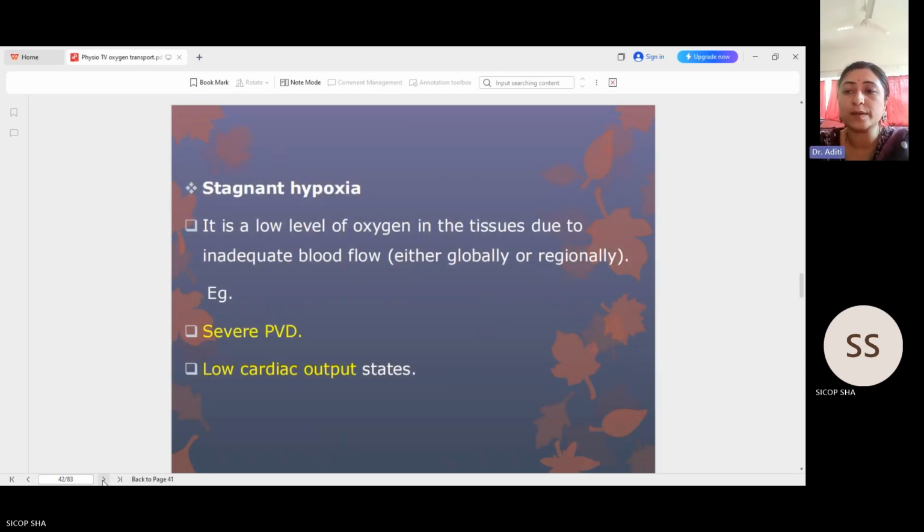Next is stagnant hypoxia, a low level of oxygen in the tissues due to inadequate blood flow. We also saw stagnant anoxia, right? The causes are the same, wherein there is a state of low cardiac output because of any reason. Because the cardiac output is low, there is stagnancy, and that results in hypoxia.